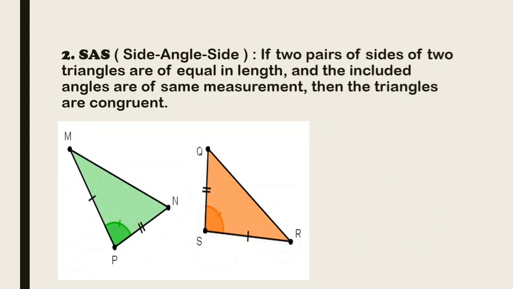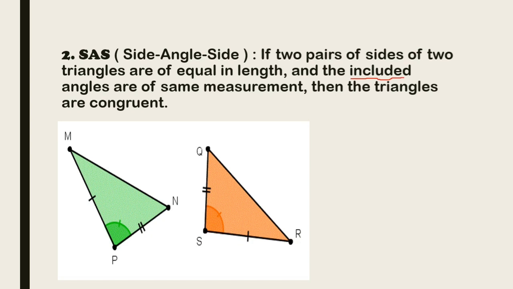Now let's recall the SAS congruence test, which means side, angle, side. If two pairs of sides of two triangles are equal in length and the included angles are of the same measurement, then the triangles are congruent. Here the word included is very important. You can see here, included angles.